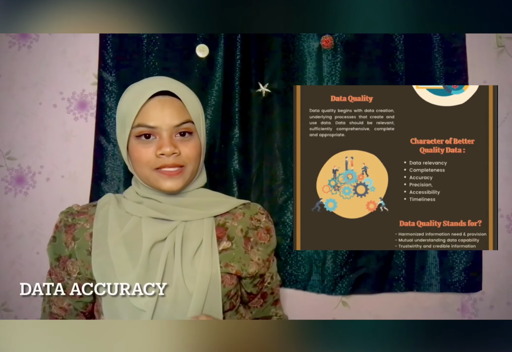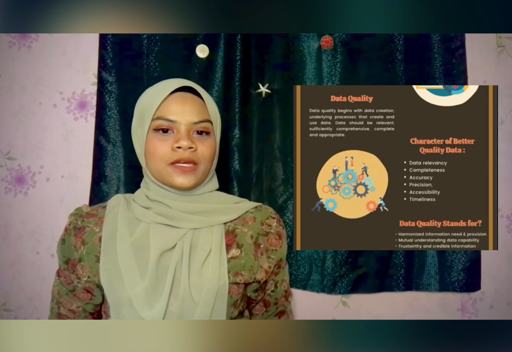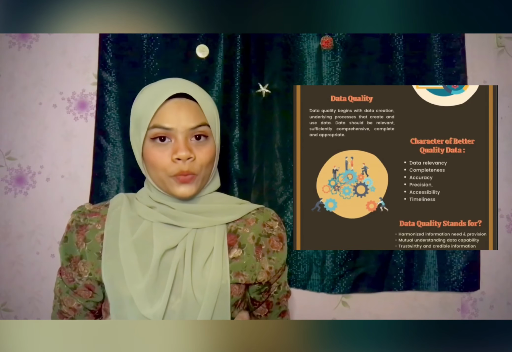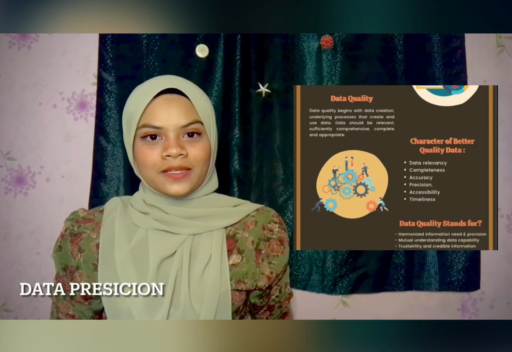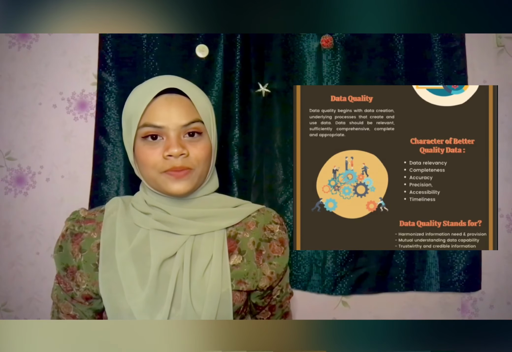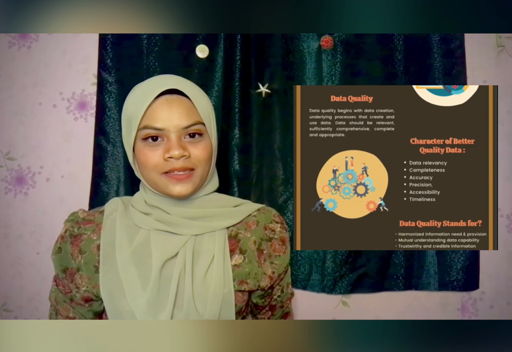The third point is data accuracy. Data accuracy is the degree at which a data object overlaps with the real world object or event described. The fourth point is data precision. Data precision is the closeness between all possible interpretations of a data object.